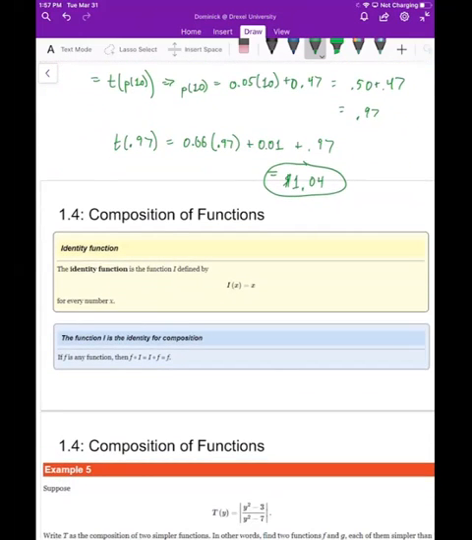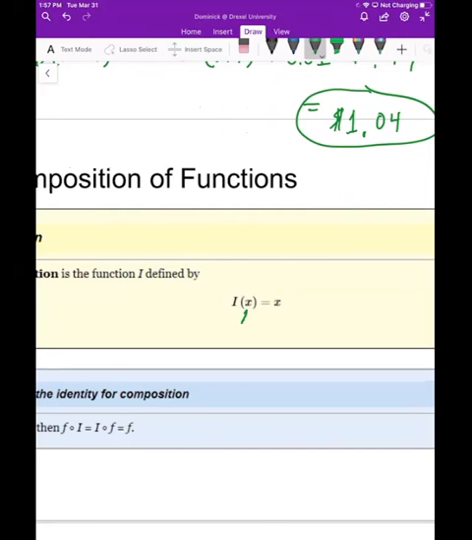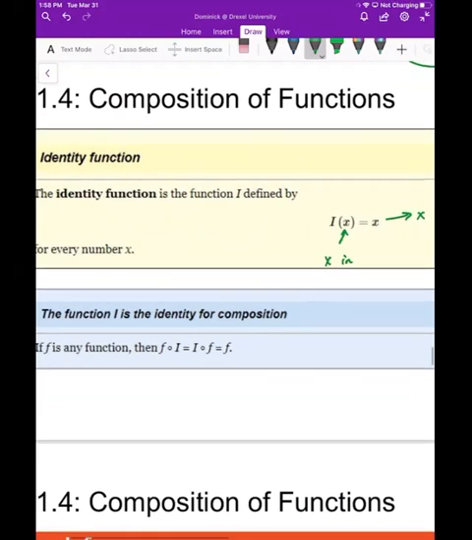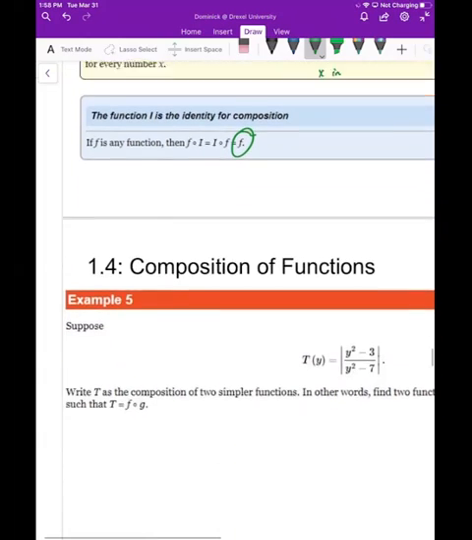Okay, now one thing that we need to discuss here is what's called the identity function. The identity function essentially says that if you put in x, you get x out. So in other words, x is not changed. Now for the composition of two functions, if you take f and you compose it with the identity function, it's just going to leave f alone, right? That's one thing to keep in mind as we move forward.